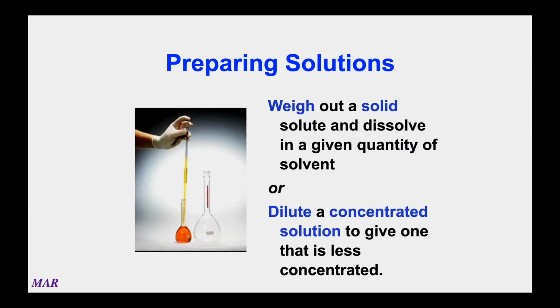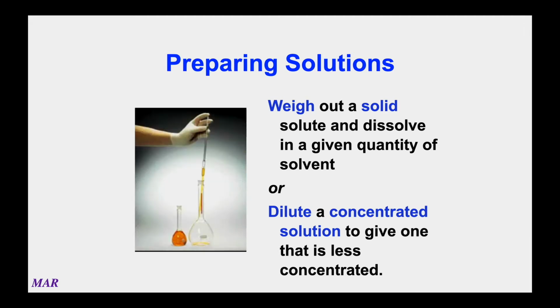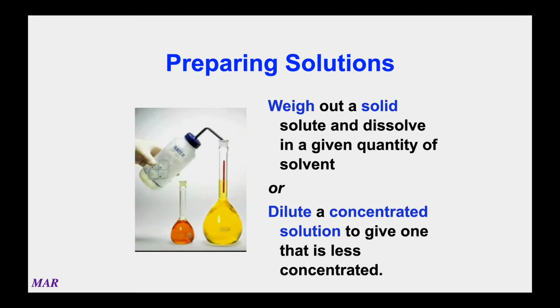To prepare our solution using the dilution method, we first obtain 2 milliliters of stock solution with a pipette. Filling the pipette with stock solution to the mark on the pipette ensures that we have 2 milliliters of this solution. We add the 2 milliliters of more concentrated solution to the 500 milliliter volumetric flask, touching the side of the flask with the pipette.